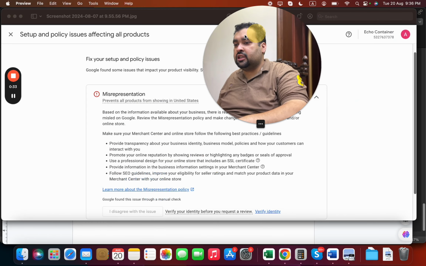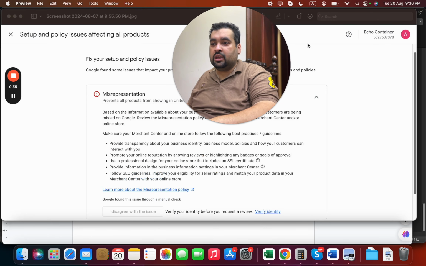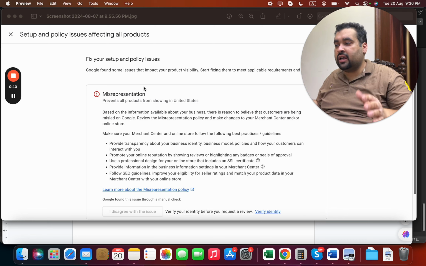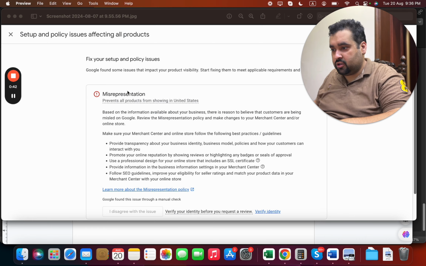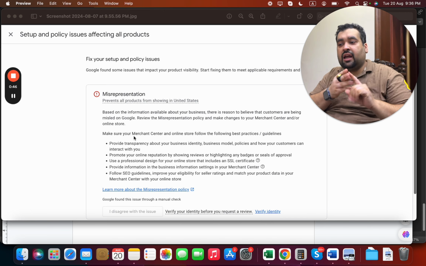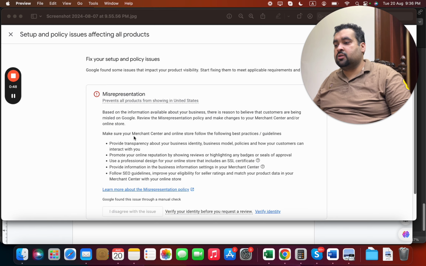You can see that this was the original case given to us. The Eco Container is the name of the project. It is for a GMC running in the US, and the misrepresentation error is over there. You can see that you need to provide transparency about your business identity, business model, business policies, and how your customers can interact with you.